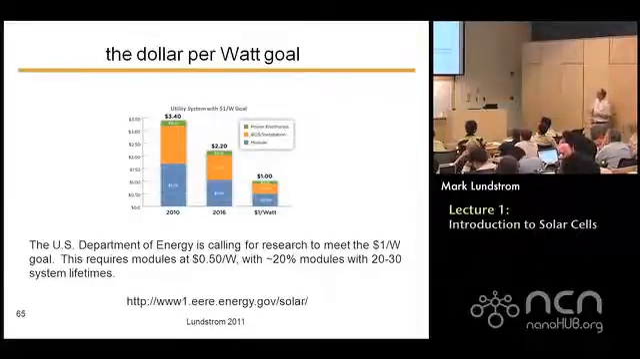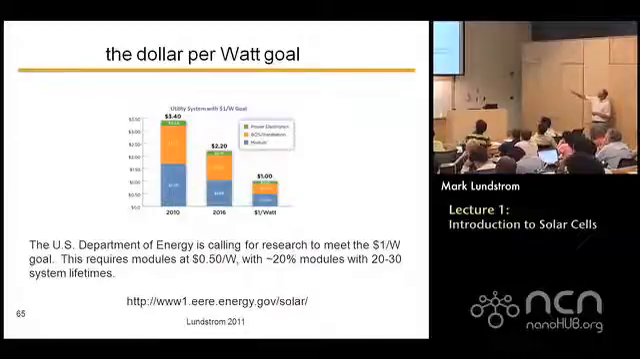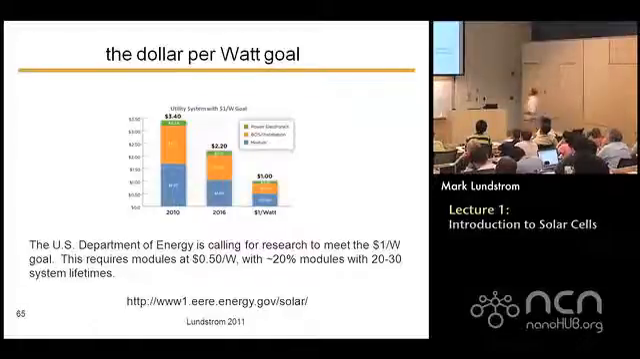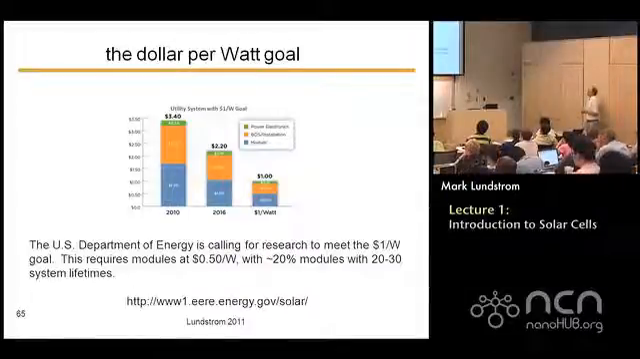These are some numbers from the Department of Energy, and they're showing you in 2010, this is where we're at. In 2016, that's where we're projected to be. And this is where we need to be to start being competitive. You can see how it's broken down: the power conditioning electronics are very efficient. That only contributes 22 cents now, and it has to drop in half. But the cell part has to get down to 50 cents per watt for the module.